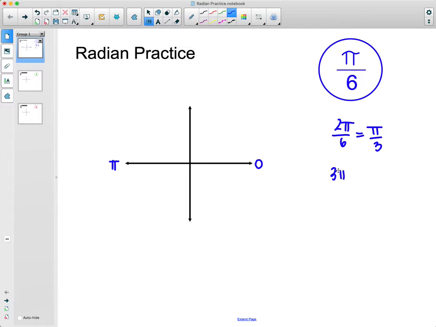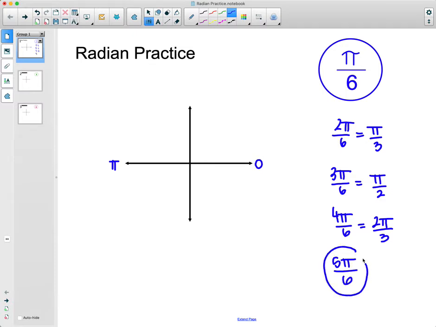Same with 3 pi over 6, that's going to simplify to pi over 2. 4 pi over 6 will simplify to 2 pi over 3. And then your next one would be 5 pi over 6, which doesn't simplify. So you'll see it written like this, but you really won't see these other ones because there'll be other angles. This pi over 2 angle right here is half of pi, right? So half of pi is right here in the middle at pi over 2. That's the same as 3 pi over 6.